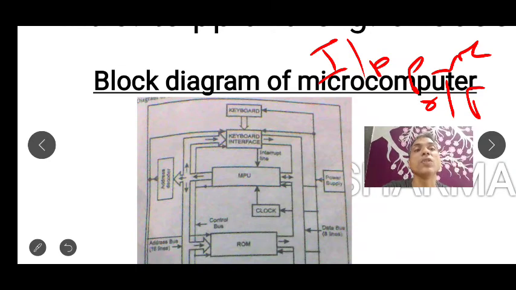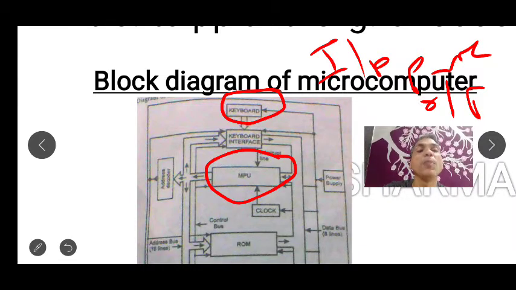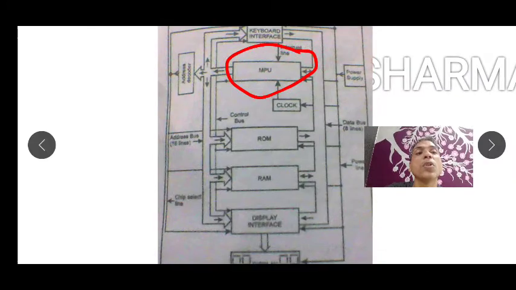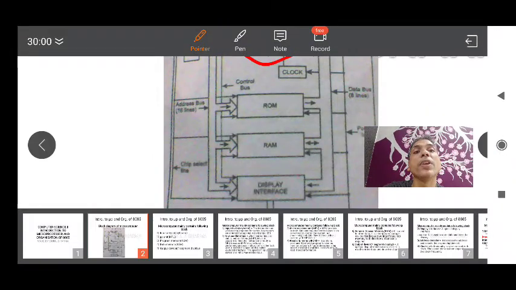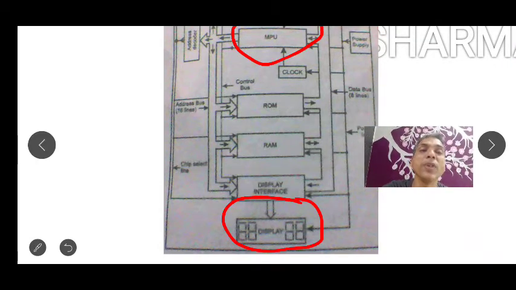Can you see, this is your input, the keyboard. When we talk about process, the process will be done by the MPU, or microprocessor unit. Then we also have output. For that, I'll just scroll up. Here we are not having some output device like a monitor, but we are having the seven segment display. Nowadays we have monitors and all, but in previous years we used to have LED displays.